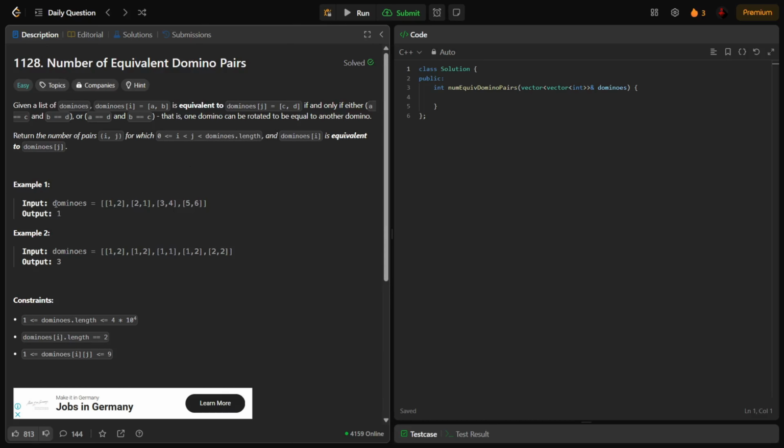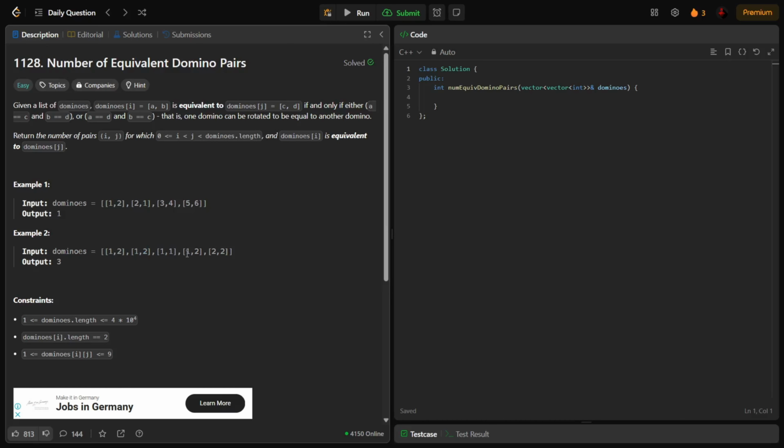So let's understand the example. If you see here 1 2, this is a domino pair, and if you see 2 1, these two are equivalent because in this case A equals D and B equals C. If you consider these two as AB and these two as CD, these two are equivalent. And if you see any other pair, we don't find equal ones. In this example, 1 2 is equivalent to this pair. These two are equal: A equals C, B equals D.